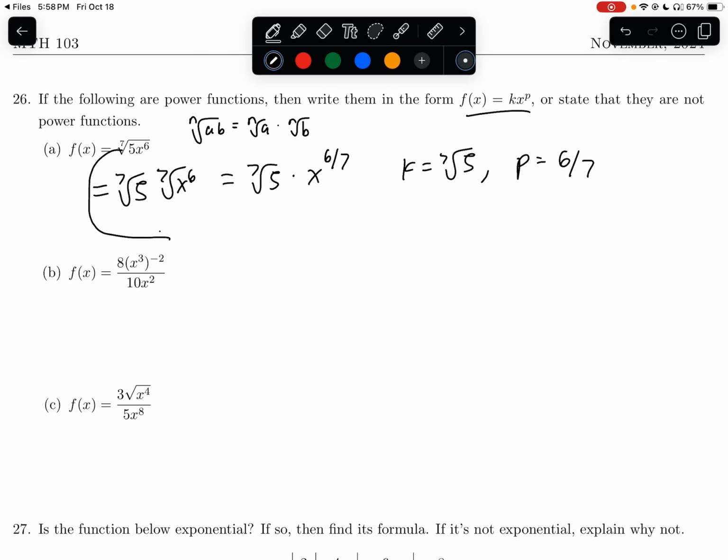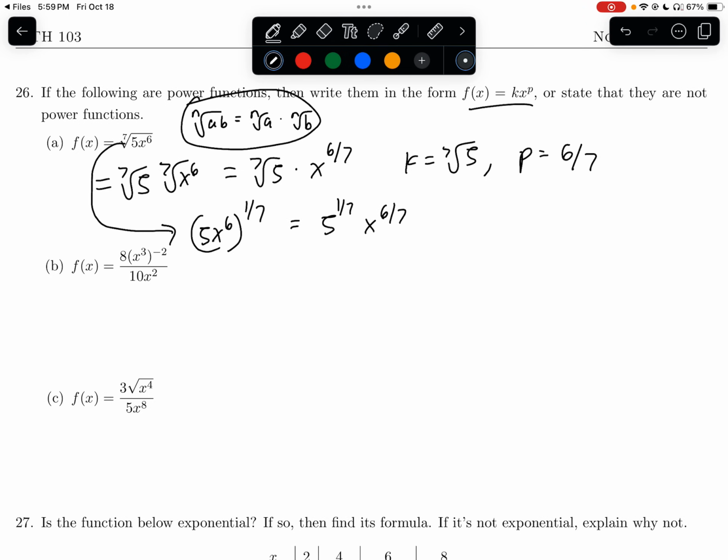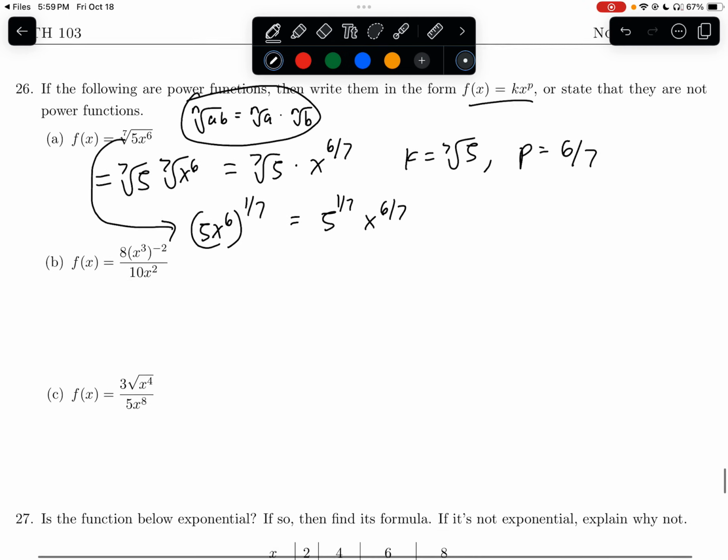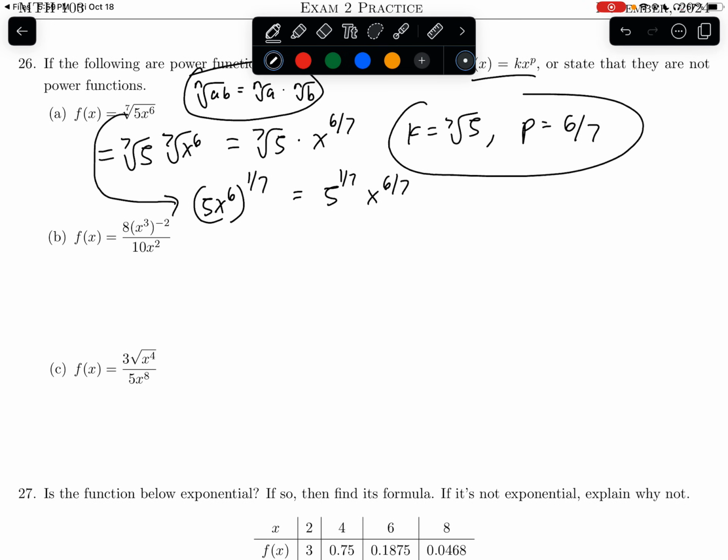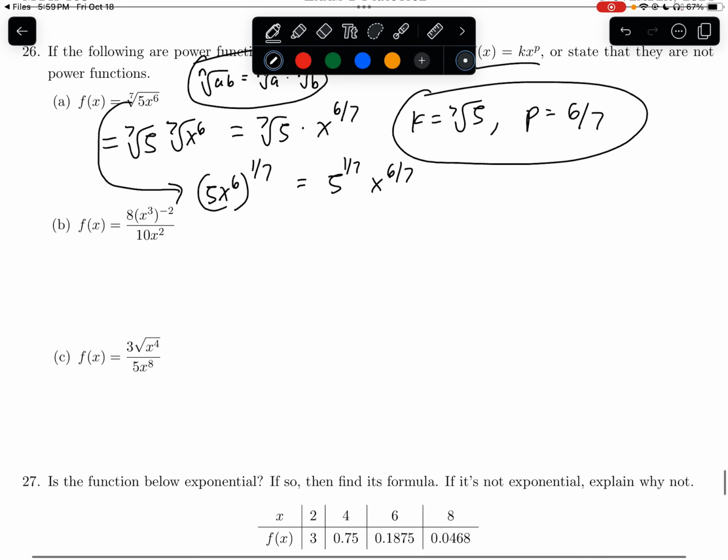Another way you could have gotten here is to say that this is 5x to the 6th, and you could have converted it to a fractional exponent immediately, to the power of 1/7, and then you would get 5 to the 1/7 distributed in the exponents, which is the same thing. So either way you want to take it, if you want to use this formula, or just convert it initially. Either way you'll get the same values.